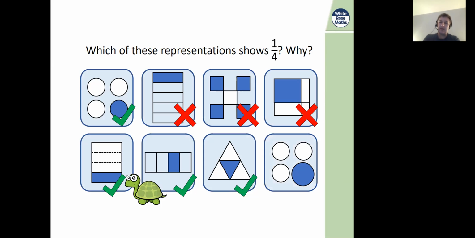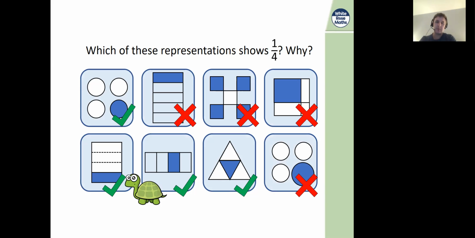And finally, with the eighth one, I've got 4 parts. One of them is represented. However, one of them is larger than the others, so they're not equal parts. So that's not a quarter. Okay, hopefully you did all right with that one.